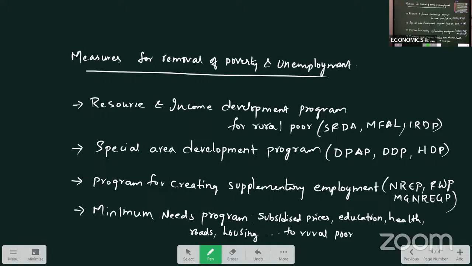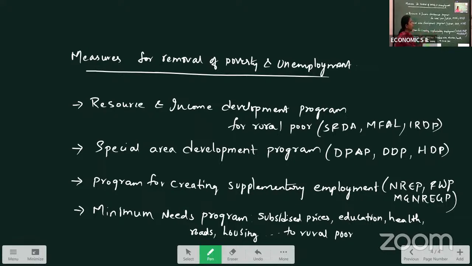So these are the various measures the government has taken for poverty eradication and reducing the problem of unemployment in the country. Resource and income development program for rural poor: utilizing the resources and increasing the income levels of the people in the rural areas. Special area development program in areas like deserts, hill stations or drought prone areas. Forestry development, dairy development, which will create an income source for the people living in those areas.